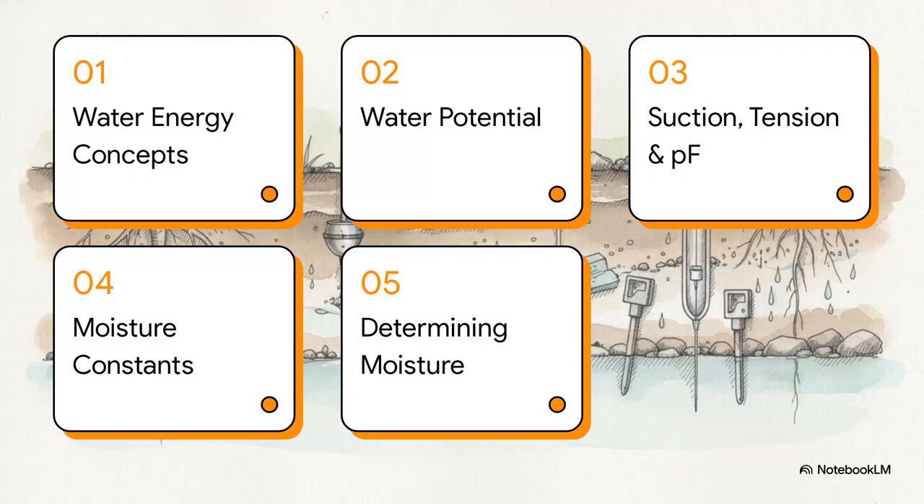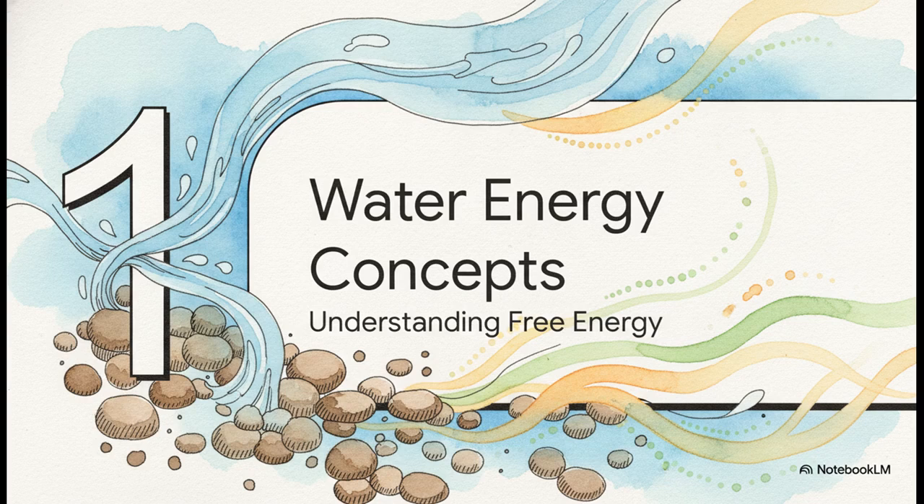So here's the game plan for this explainer. First, soil-water energy concepts. Then, components of water potential. Next, suction, tension, and PF. After that, soil moisture constants. And finally, determining soil moisture. Let's get to it. Okay, Section 1.